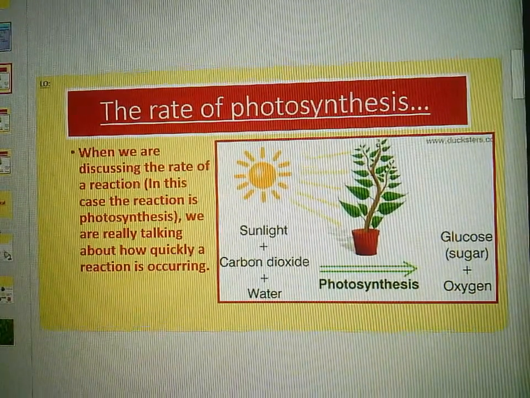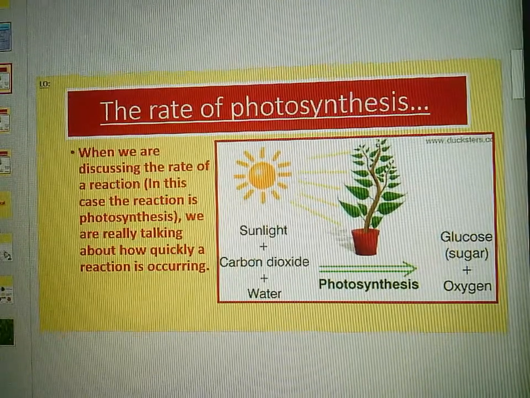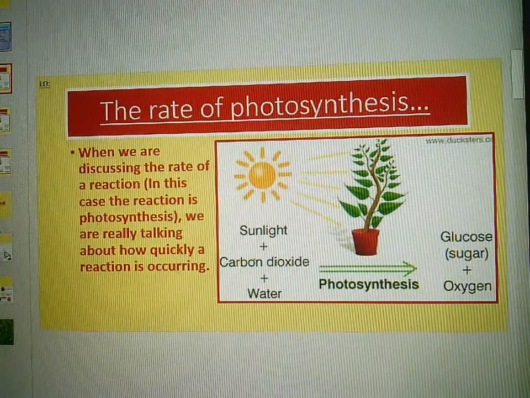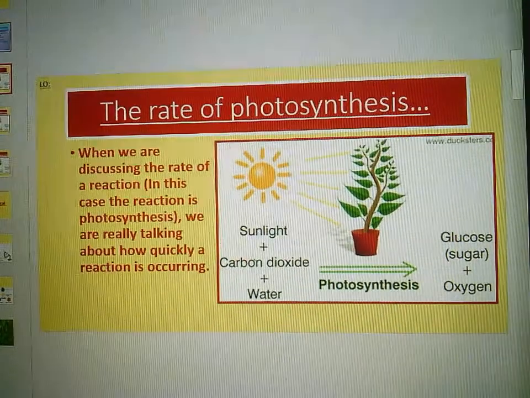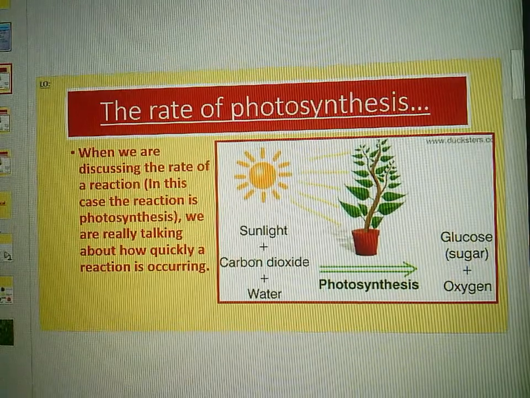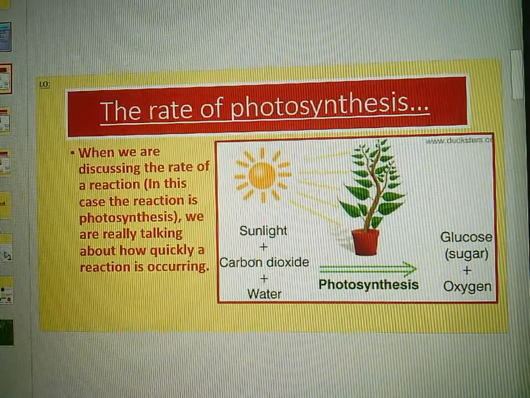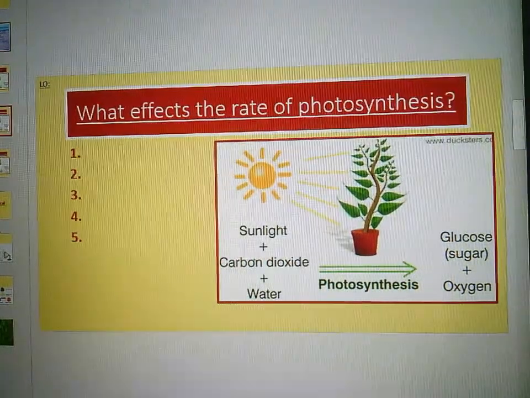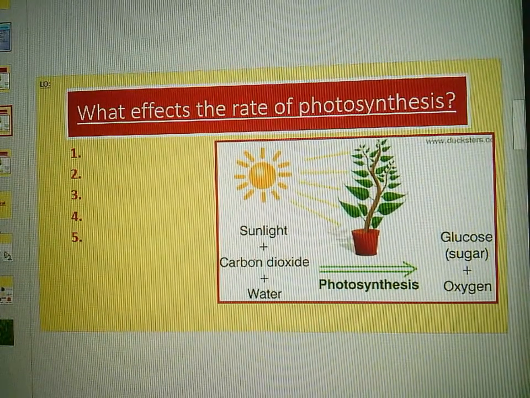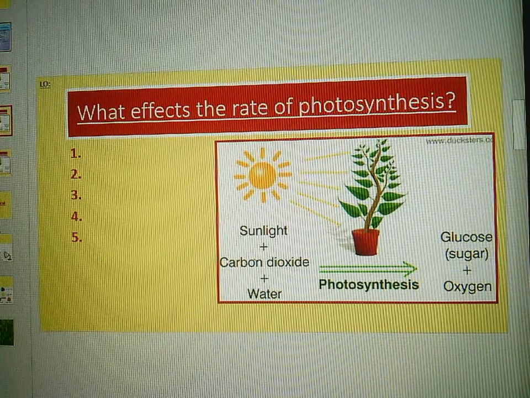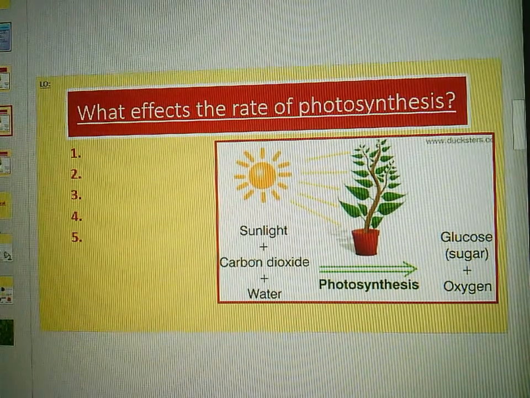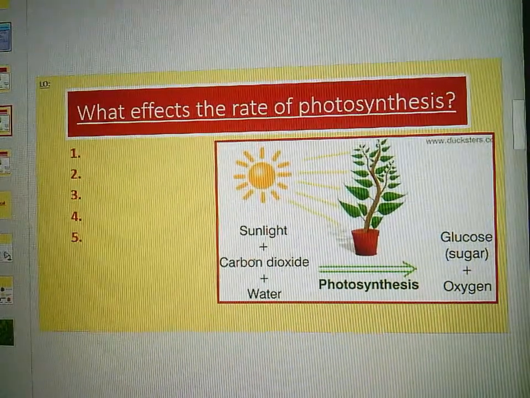So if you have a fast rate of reaction or a high rate of reaction, then that is happening quite a lot in a short space of time. And if you have a low rate of reaction or a slow rate of reaction, it's not happening very much in that given space of time. So have a minute and think, what do you think could affect the rate of photosynthesis? So what affects how quickly photosynthesis happens? Feel free to pause the video at this point and just think about that.